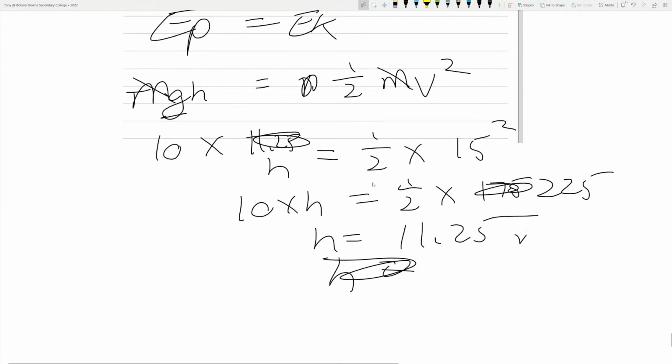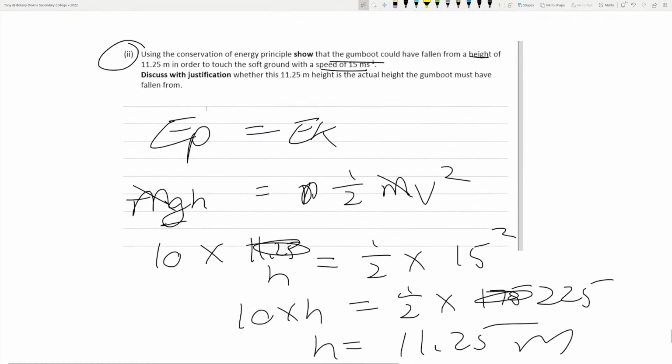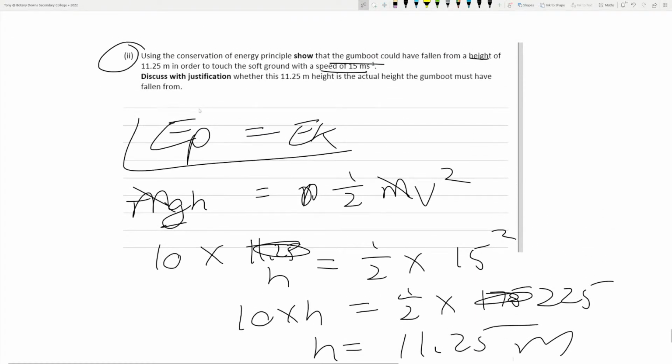We don't need it because we can solve it by understanding EP equals EK. So whenever you see this conservation of energy, EP equals EK, that means these two formulas are the same and you can just cancel it out. If it's on the left hand side or on the right hand side, you can just delete them.